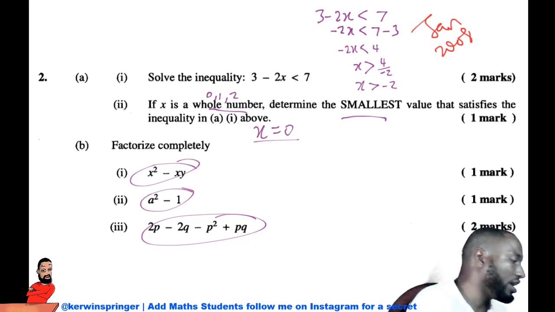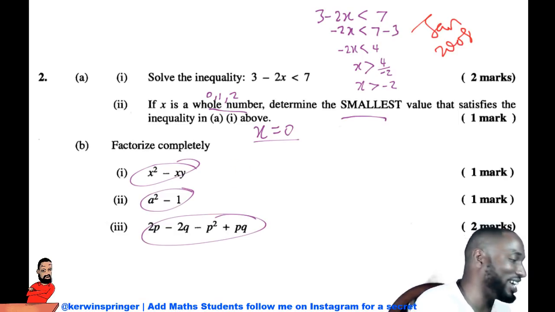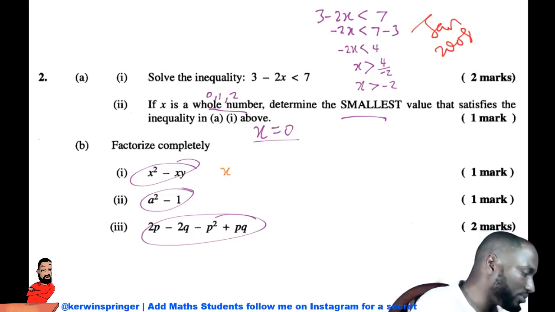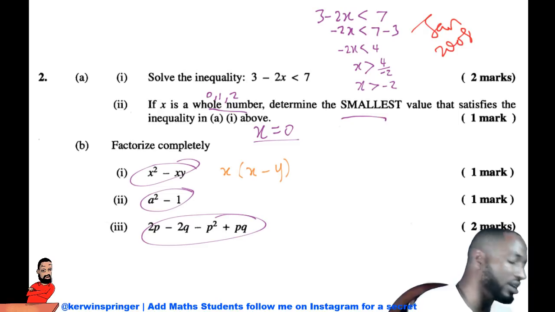Alright, so you have a normal factorizing here. Yellow never gets a chance to shine, because it just goes short. Alright, yellow, you feel the... orange, it's your time now. So x into x minus y is the answer for this one. Then we have a difference of two squares question, straight up a plus 1, a minus 1.